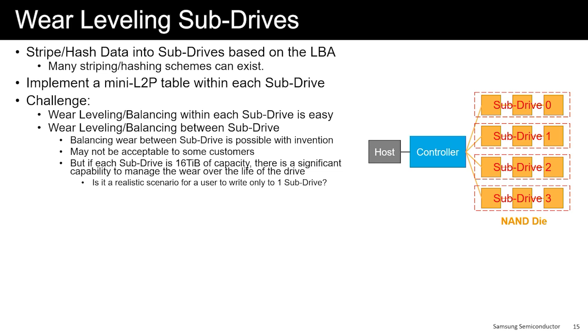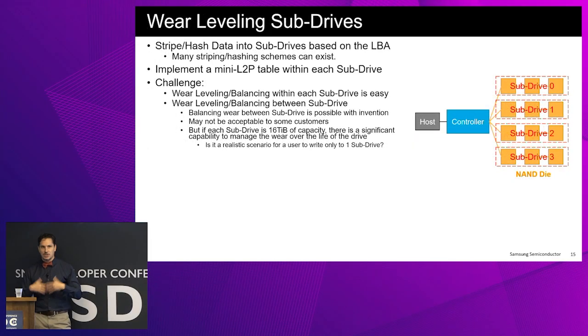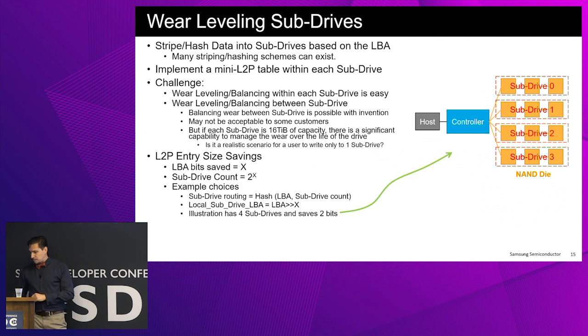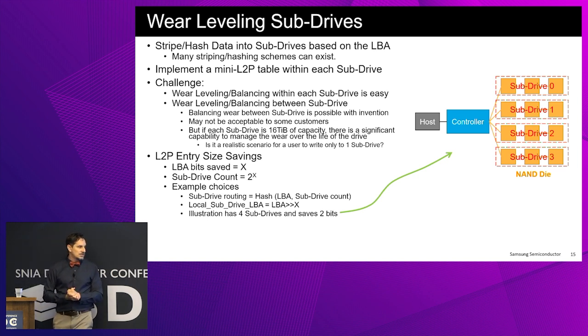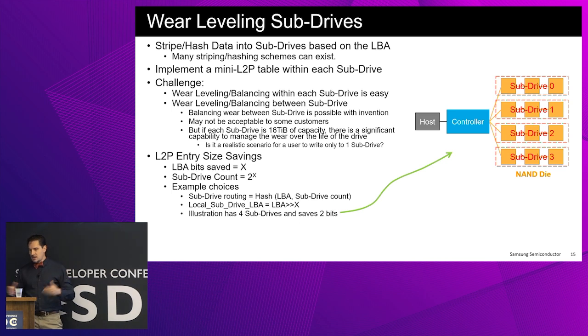But generally, within each subdrive, you have a maximum physical capacity of 16 TB, and that's a pretty good amount. So when you do wear leveling within 16 TB, it doesn't seem that bad; the wear leveling shouldn't be hindered amongst that much storage space. We do have L2P entry size savings. So depending on how many subdrives you have, you can shave off that many bits, and so you're able to keep the subdrive count increasing as you need to increase the size of the shipping drive.